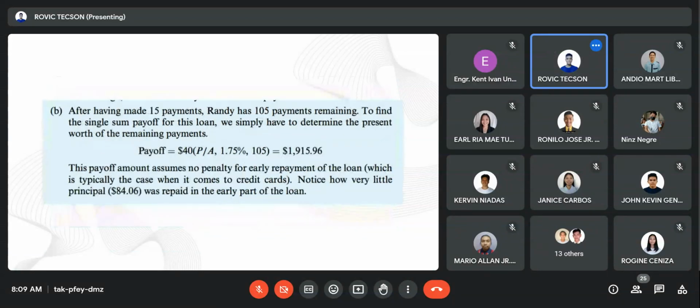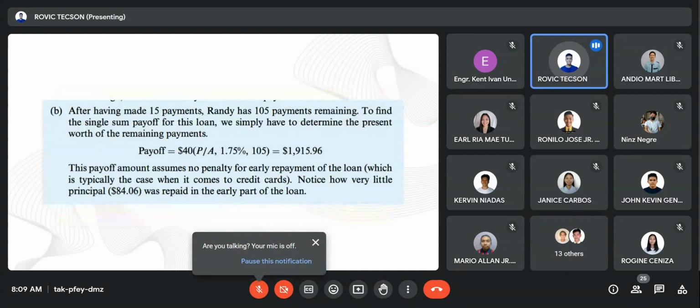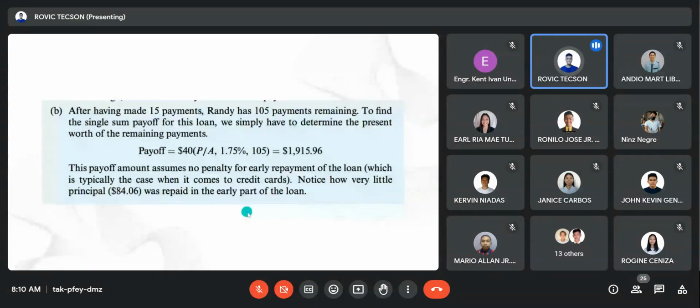So letter B, after having paid off 15 payments, there are 105 payments remaining. To find the single sum payoff for this loan, we simply have to determine the present worth of the remaining payments. So, dinhi is atong present worth niya. So, $40 times present worth with 1.75 percent and then 105 number of periods.